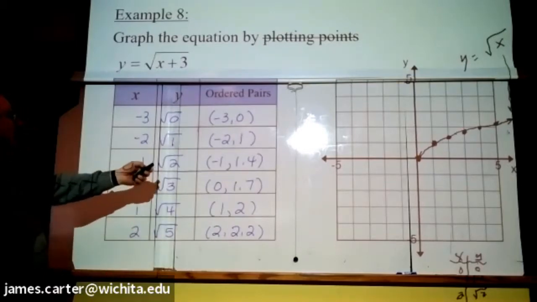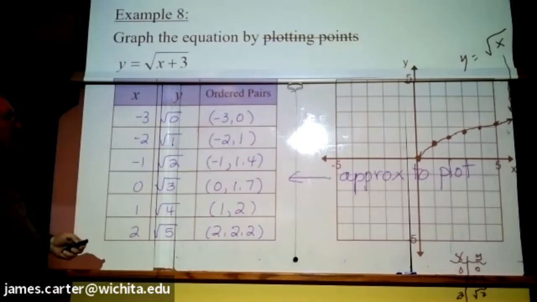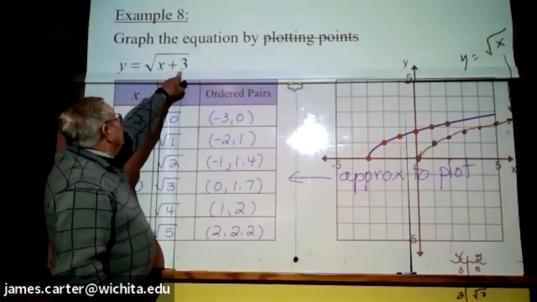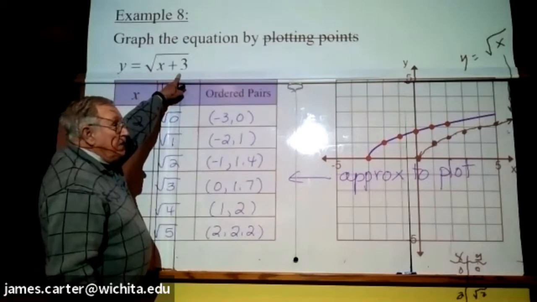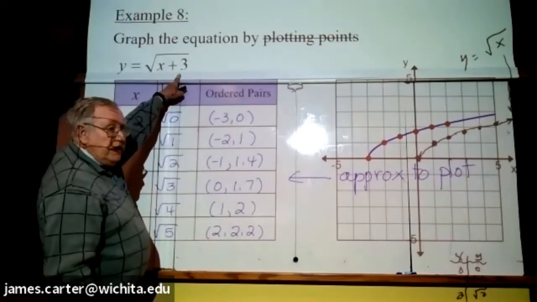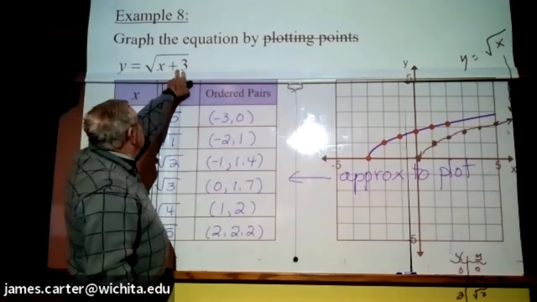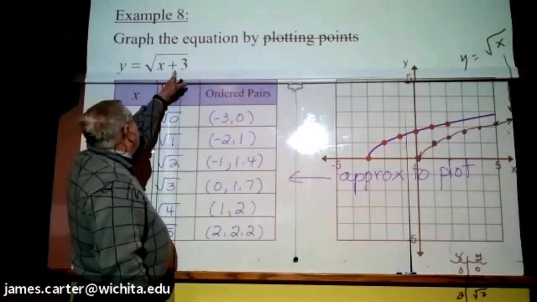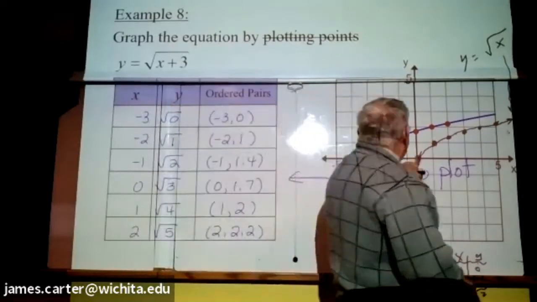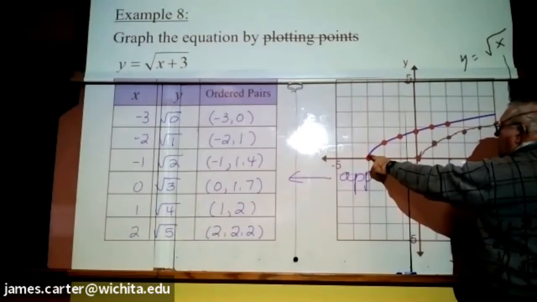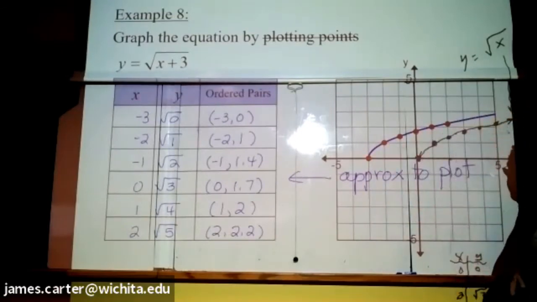Now let's put that graph on top of this other one. Now let's see what happened. I told you that if it's underneath the radical or inside the parentheses with the x, that it'll move it left or right, opposite of sign. So this should move the graph 3 places left, or in the negative direction. Here was my y equals square root of x, 1, 2, 3 places to the left, and everything follows. Okay?